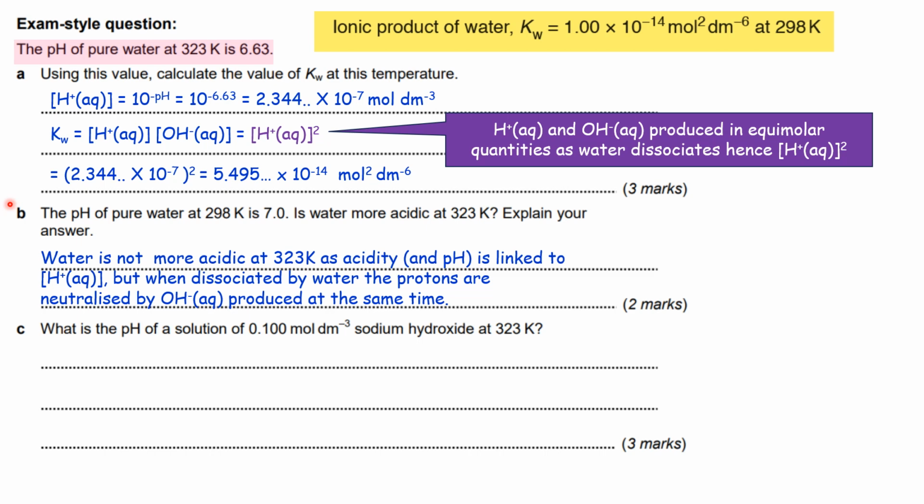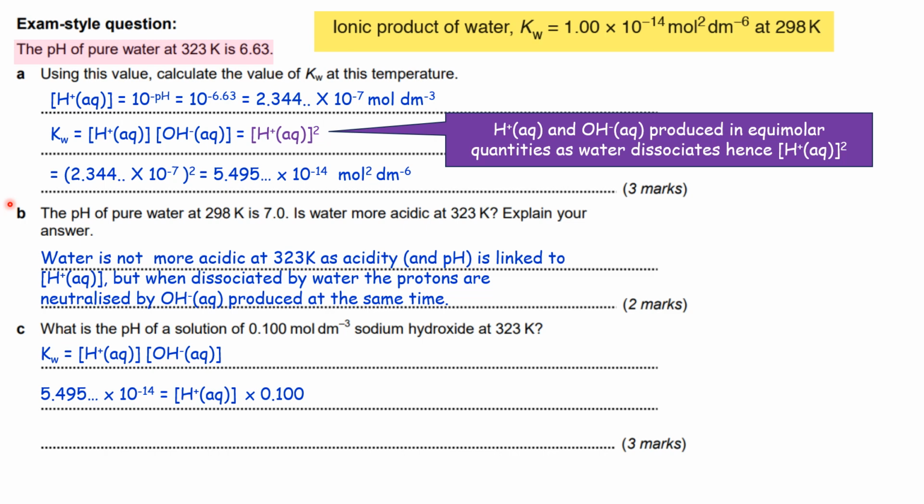The next question asks us to consider the pH of pure water at 298 K. It's saying the pH is 7 at this particular temperature. They want us to check whether water is more acidic at 323 Kelvin and to explain why. So I'm going to say water is not more acidic because acidity and pH is linked to H+ ion concentration. But when OH- is produced at the same time and in equal quantities, all of those H+ ions will be neutralized. So therefore it's not more acidic even though the pH will go down.